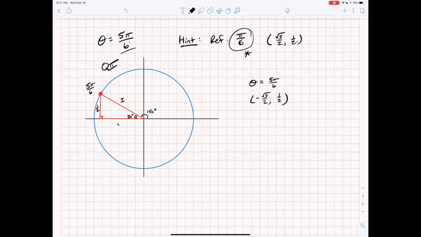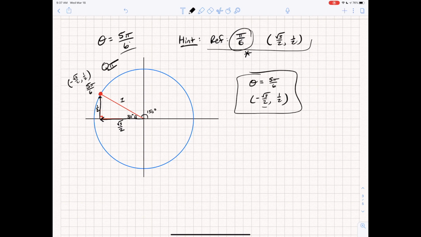The adjacent side is root 3 over 2. And notice this matches, right? We get a negative root 3 over 2 for my x because I'm traveling to the left horizontally, root 3 over 2. My y value is 1/2 because I'm going up. There's my ordered pair, negative root 3 over 2, comma 1/2. Boom. So hopefully you got this.